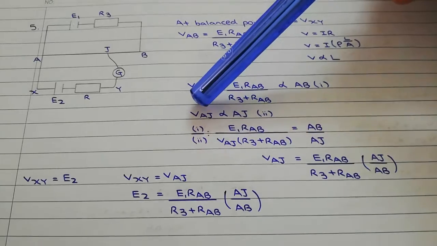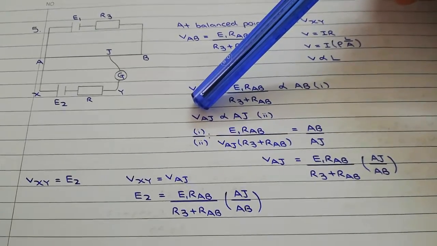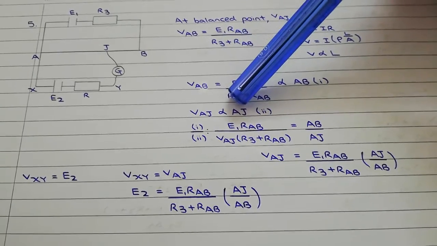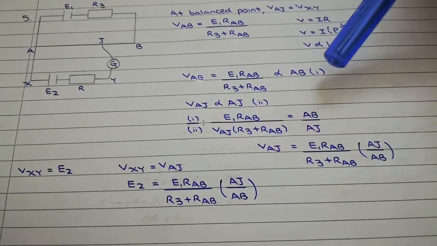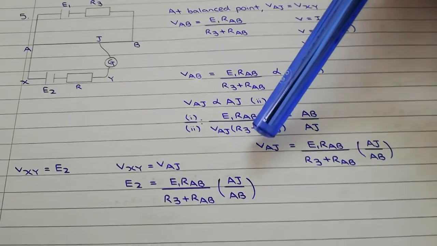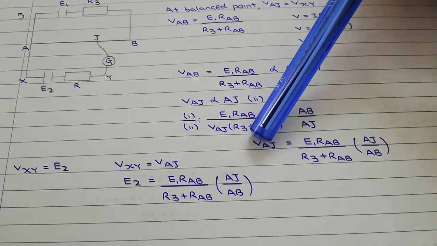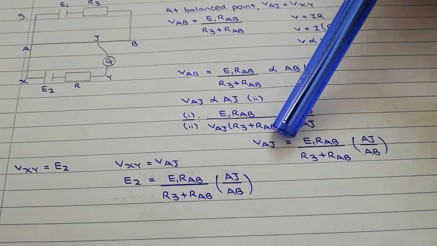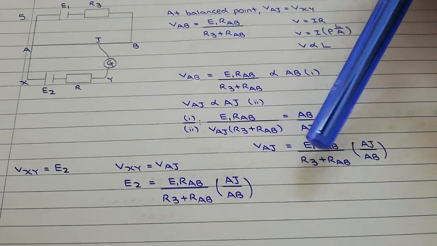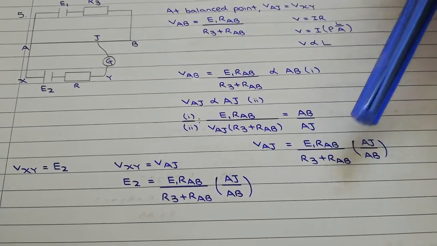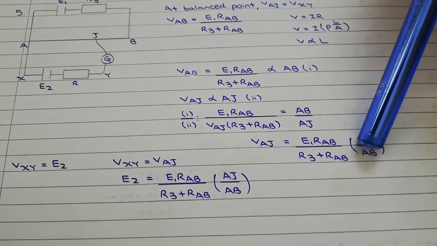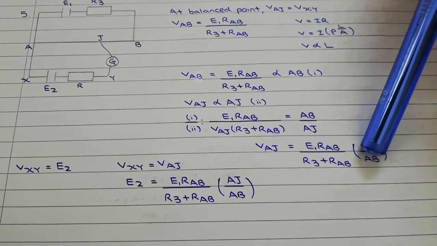For the potential difference between point A and point J, it is directly proportional to the length of the wire from point A to point J. By dividing equation 1 with equation 2, we can find out that the potential difference between point A and point J is equal to E1 times RAB divided by R3 plus RAB, times the length of the wire from point A to point J divided by the length of the wire from point A to point B.